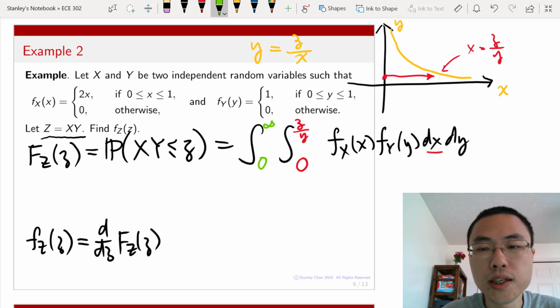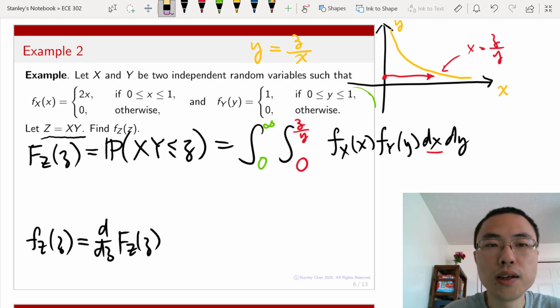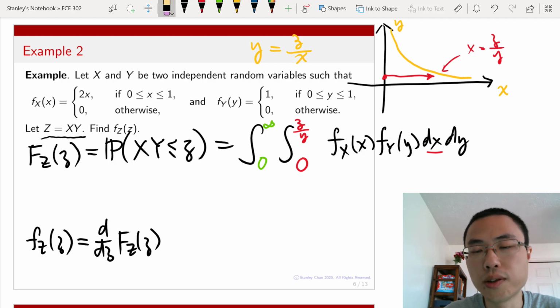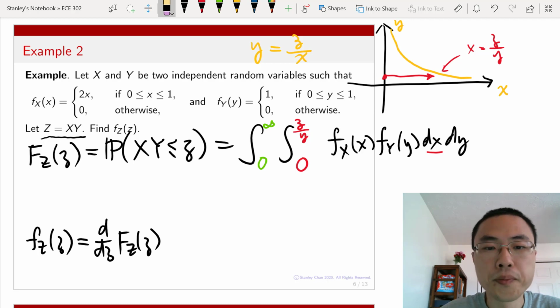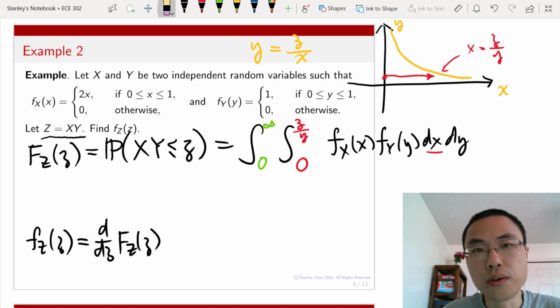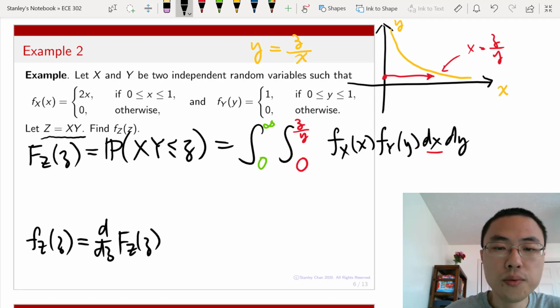Okay. Now this 0 is here because if you only cared about xy less than z, of course there's a negative part which I don't want to deal with. So I only want to deal with the positive part, and so I can start with 0. So this is a very generic equation, and we can move forward and calculate the CDF and the PDF.